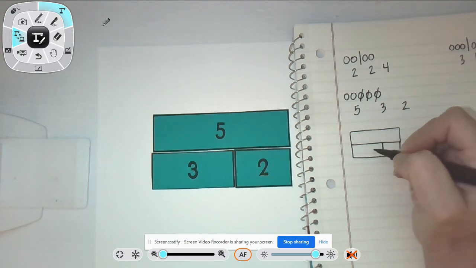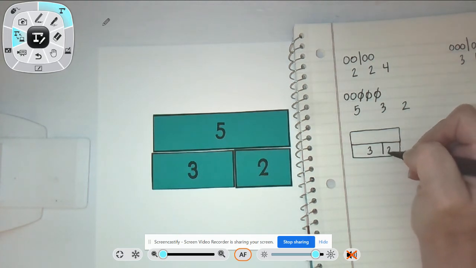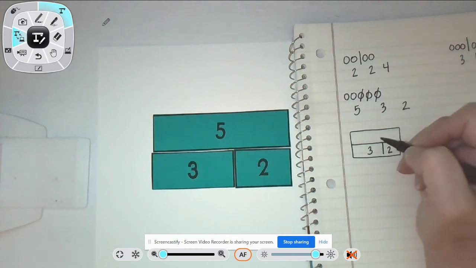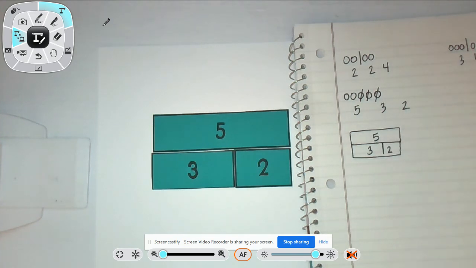Then we'll do our break apart line. There were 3 students playing in the sandbox. 2 more students came to play on the slide. How many students are playing at the park? 5. So as students progress through this, the number path obviously will go up to 10 to continue their work up to 10.